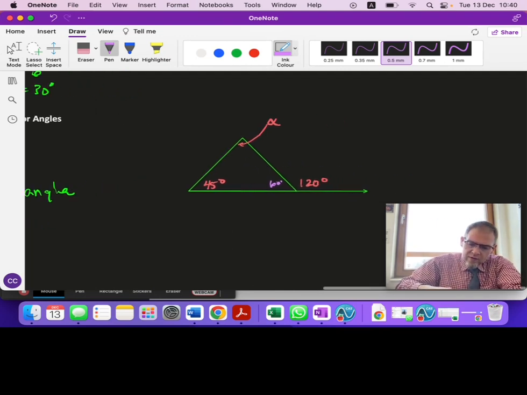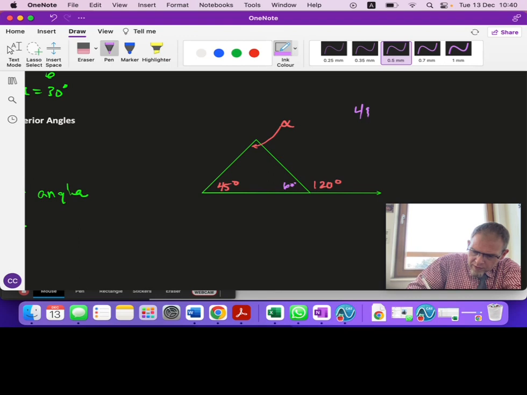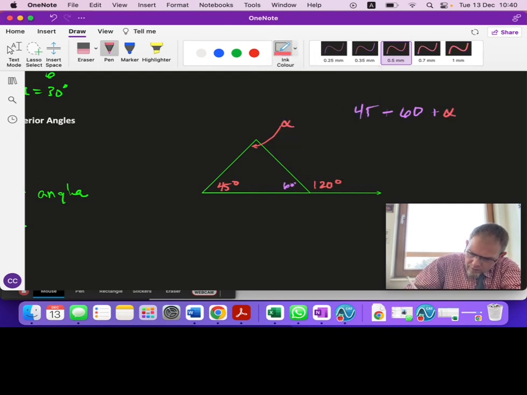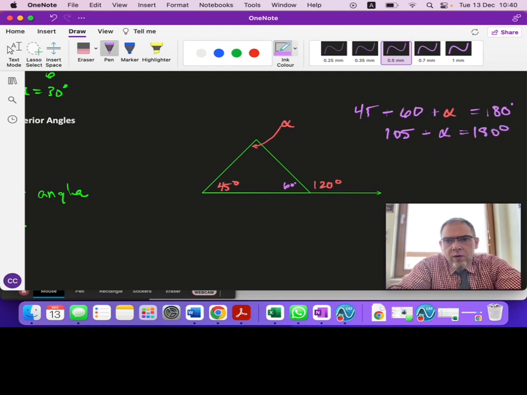So again, setting this up algebraically, we would have 45 plus 60 plus angle alpha. All of that has got to equal 180 degrees. And from there we can solve. So 45 and 60 is 105 plus alpha equals 180. I don't want to know what 105 plus alpha is. I want to know what alpha is.